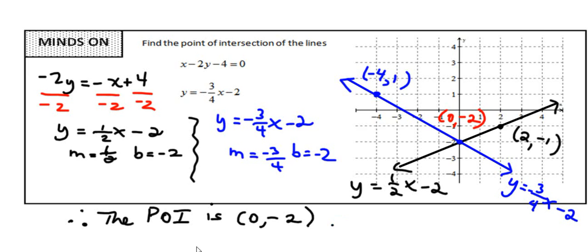Didn't ask me to check, but I could have on my own just substituted the x and the y into each of those original equations, just to check to see if left side equals right side, but I'm pretty sure it's going to. All right, so we're going to move on to the lesson today.